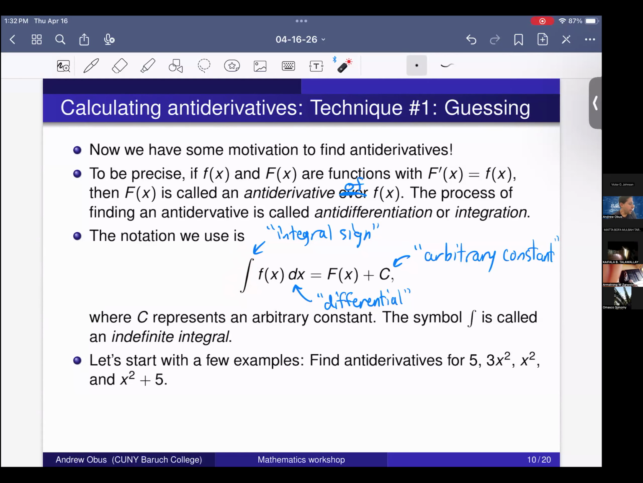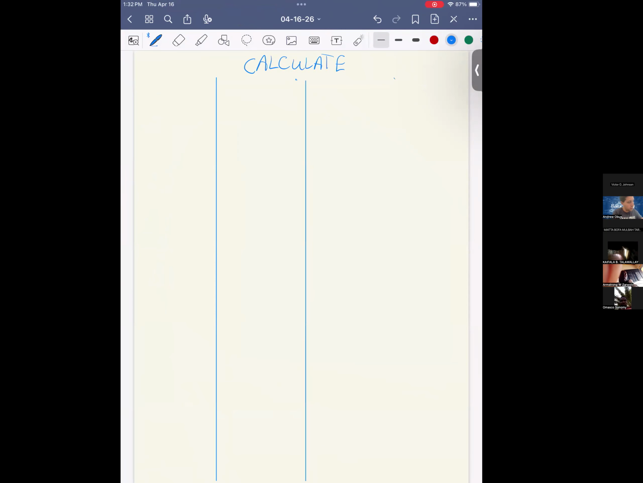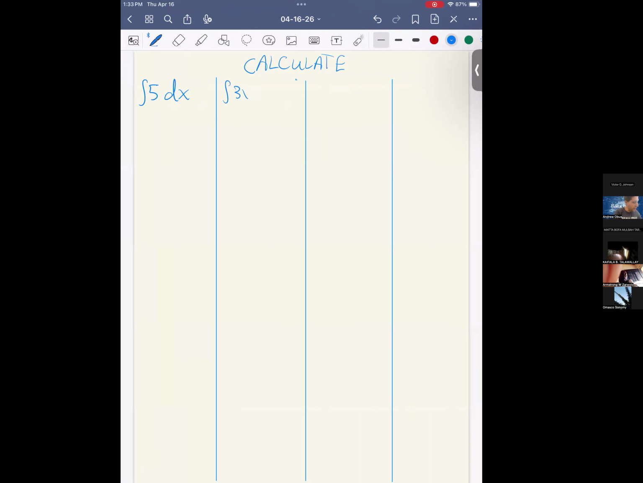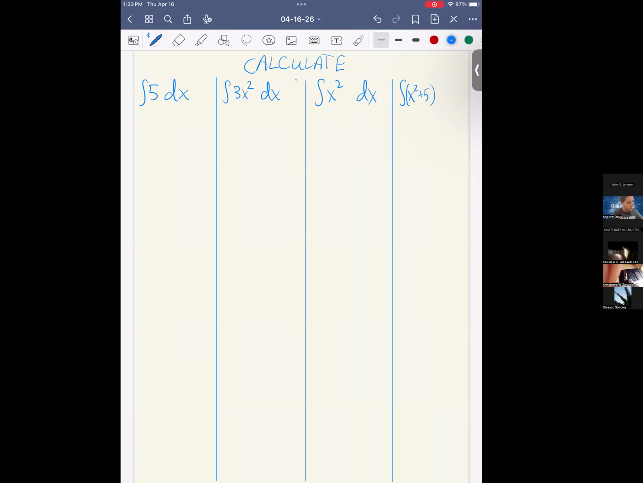Okay. So let's just start with a few examples. Let's find antiderivatives for 5, 3x squared, and x squared plus 5. Okay, so we'll do this on a new page. I'm going to do this in 4 columns. Here we're going to have the integral of 5 dx, the integral of 3x squared dx, the integral of x squared dx, and the integral of x squared plus 5 dx.